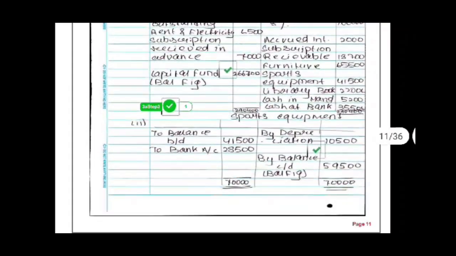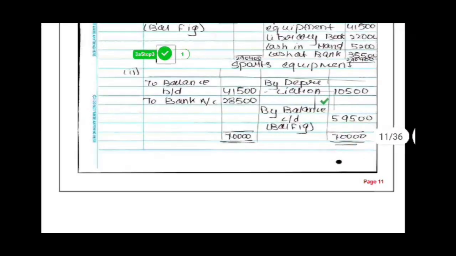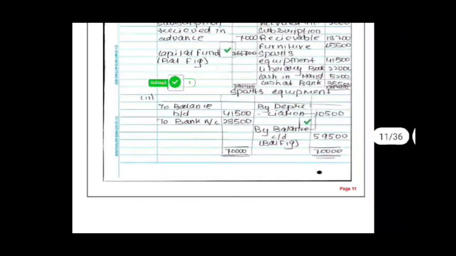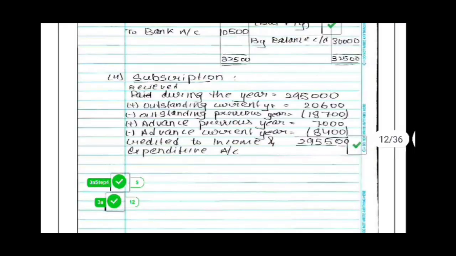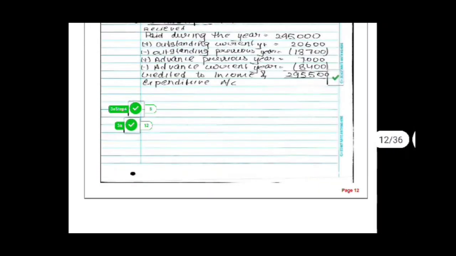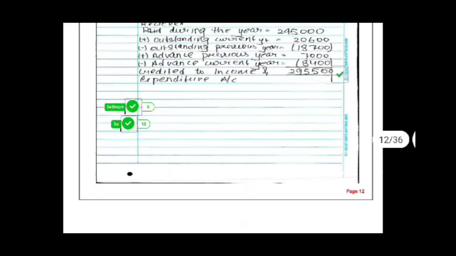Then for the sports equipment depreciation, I made the sports equipment account, WN2 I mentioned. For the library books and for the subscription, I didn't make an account, but rather I showed it in a statement format. And I got the figure credited to income and expenditure, 2,95,500. So for the NPO also there's no specific format. The only things needed are income and expenditure particulars amount, balance sheet particulars amount, and in NPO working notes are a must. So please make working notes, at least 3 to 4.